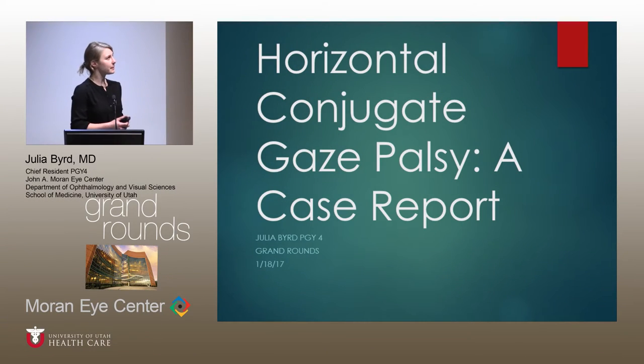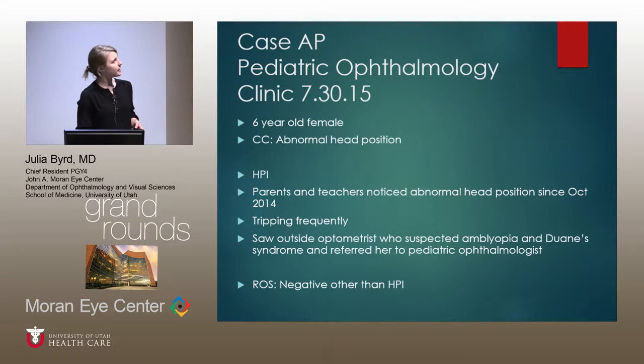Okay, I'm going to be presenting a case today that I saw while I was on the pediatric rotation. This is a case of a six-year-old female who initially presented to clinic with, well, her parents' chief complaint of an abnormal head position. This was July of 2015, but her parents and teachers had noticed her starting to turn her head around October of 2014. So it had been going on for quite a while.